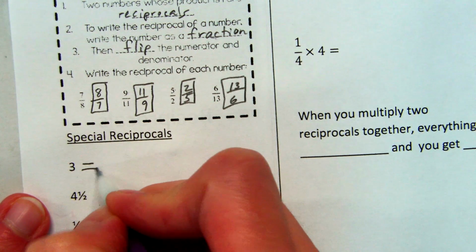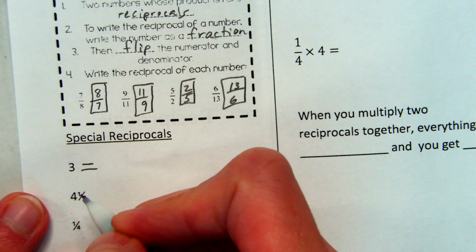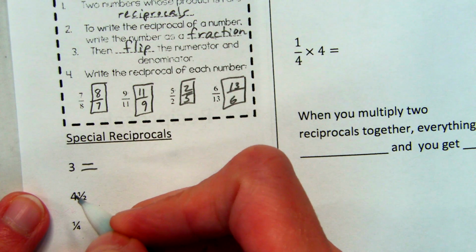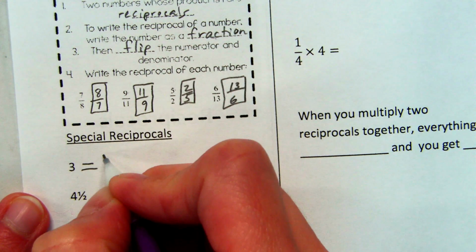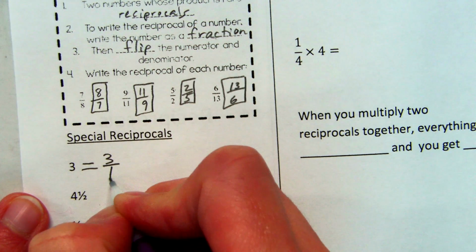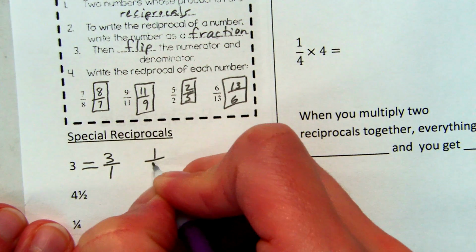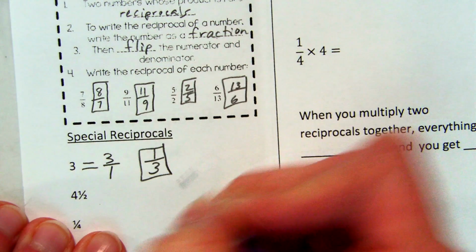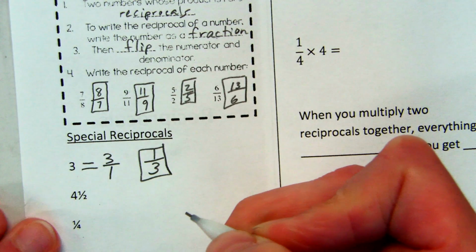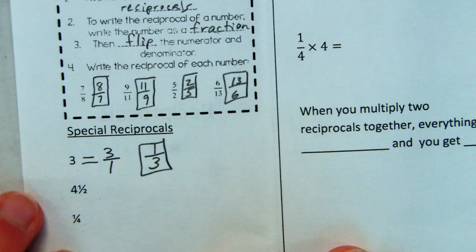So how can I change 3 to a fraction? Raise your hand if you know. Winter. Okay, so you could change this to a fraction by making it 3/1. And then the reciprocal would be 1/3 to turn it upside down. So that's how you can do whole numbers.